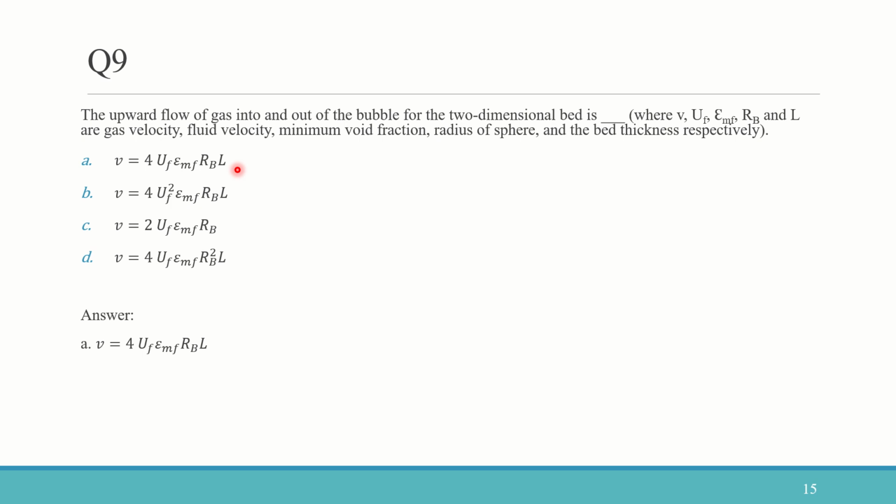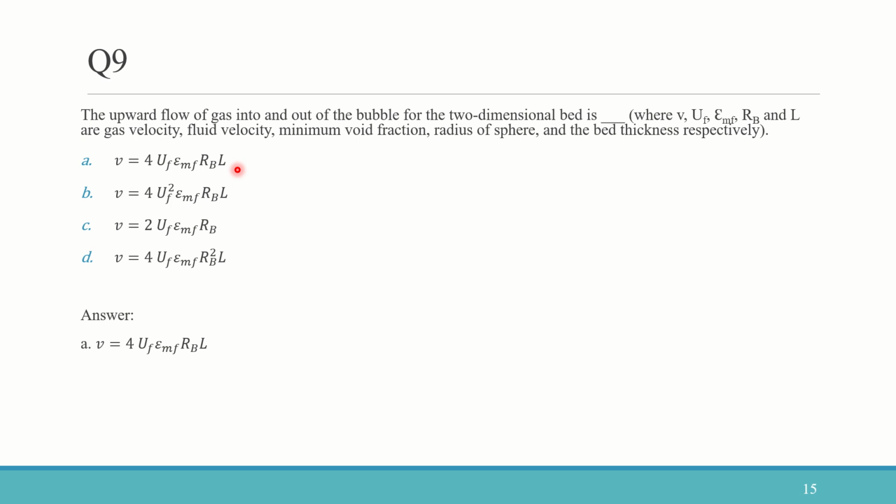If we are using the formula for a three-dimensional bed, what happens? It becomes 3 into UF into epsilon MF into pi into RB square. The coefficient becomes 3, and instead of L, it becomes pi into RB if we are using a three-dimensional bed. But now the question is about the upward flow of gas into and out of the bubble for a two-dimensional bed. So the answer is option A, where V is equal to 4 into UF into epsilon MF into RB into L, where V is the upward flow of gas into and out of the bubble.